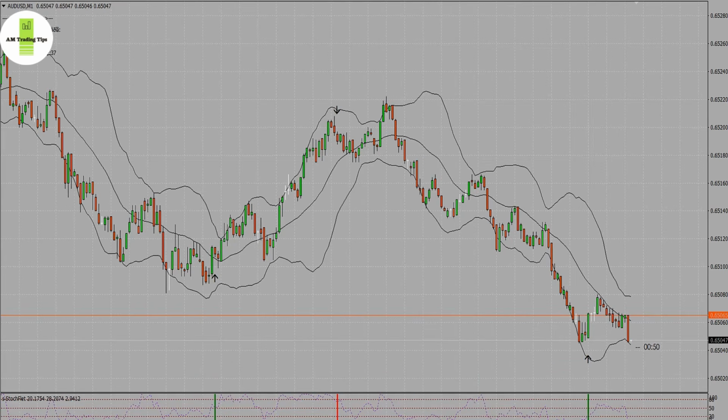Now that you know the rules, it's time to put this indicator to the test. Watch closely as I trade live and see how well this tool performs. Take notes so you can apply these strategies in your own trades.